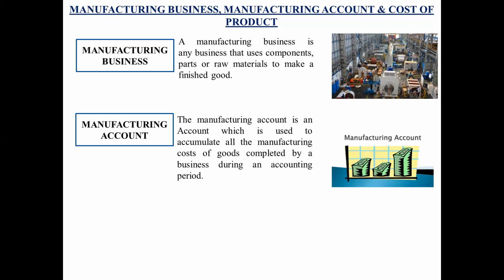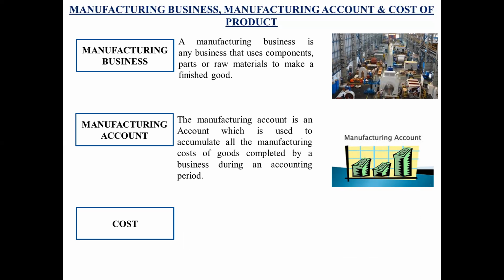So the manufacturing account is an account which is used to accumulate all the manufacturing costs of goods completed by a business during an accounting period. The third one we have is cost. So we can define cost as the amount of resources which we have sacrificed for the production of goods. That is basically the cost of the good.